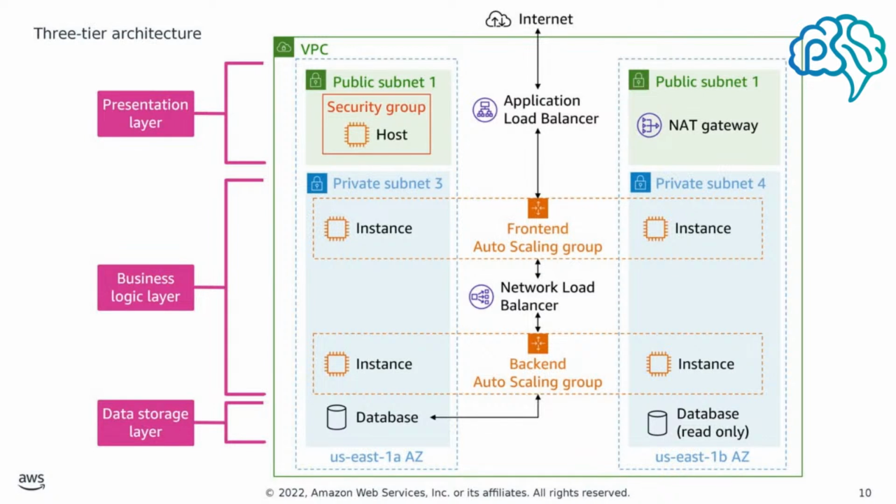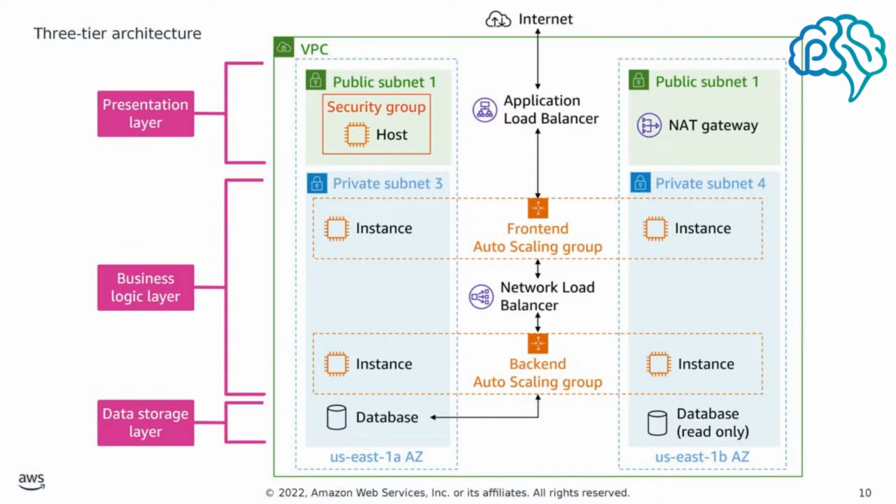also a front-end auto scaling group in the business logic layer. This way, the auto scaling group handles scaling for the front-end instances across the 2 availability zones. The network load balancer in the business logic layer then manages the traffic between the front end, which is the auto scaling group, and the back end auto scaling group. And then the back end auto scaling group would then handle scaling for the backend instances across the two availability zones.